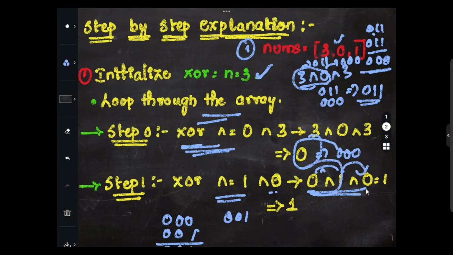For this one we got output 001. Now it is 001 XOR 000. 0 is 000, right? So again this will be 001 itself, and when we convert this one to integer, we get the output 1 in this case. So that's what we got here, 1, right?